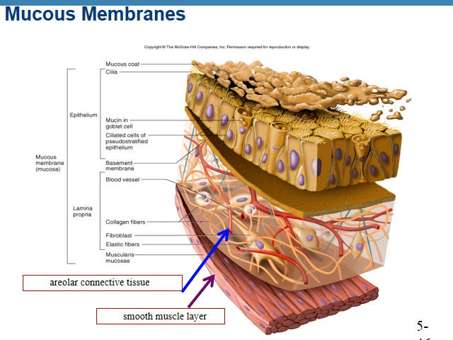This is from another book. This is from a McGraw-Hill book, but I wanted to put together the different major tissue types, so that you could see how they all come together.